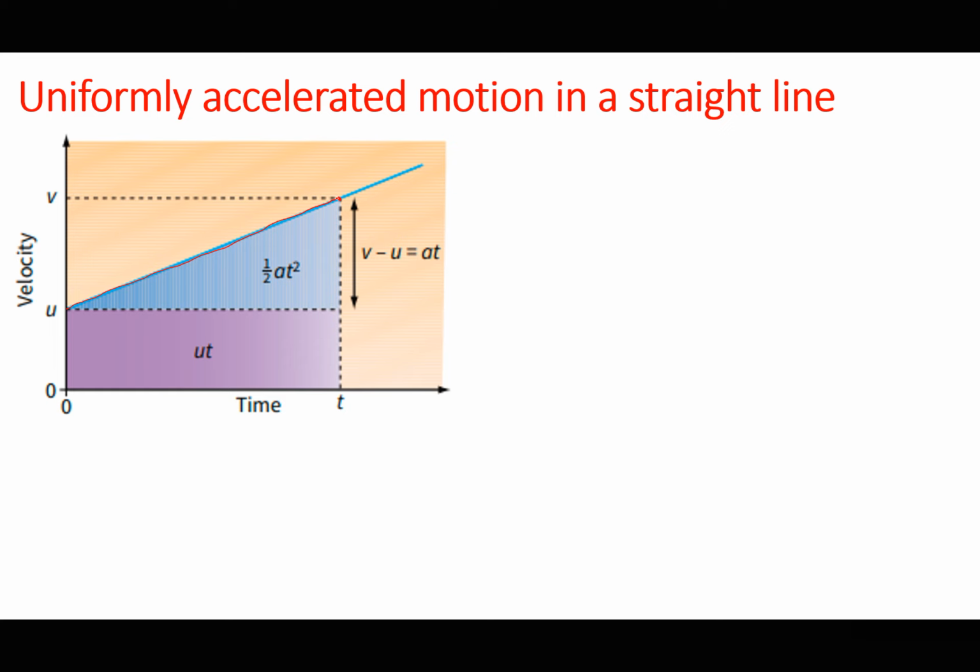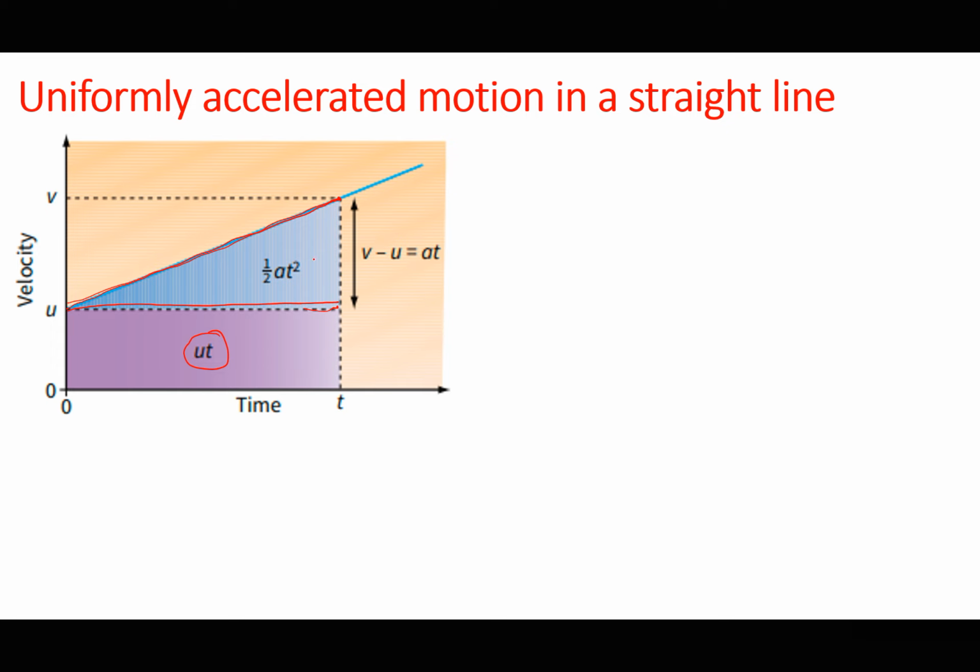If you look at the area under this line, here, we can divide this into two parts. We have a rectangle at the bottom and we have a triangle. For the rectangle, on the vertical we have u, on the x-axis we have t, so the area of the rectangle is u times t. Then we have a triangle.